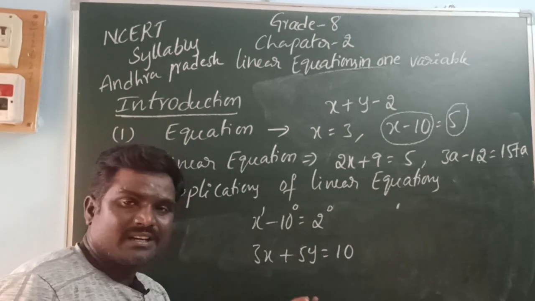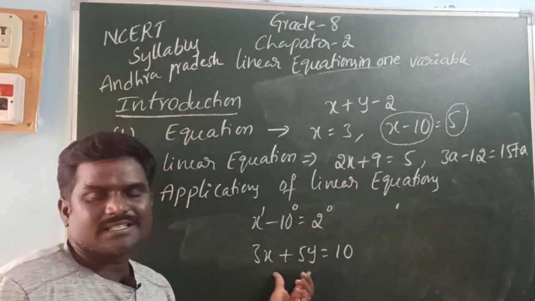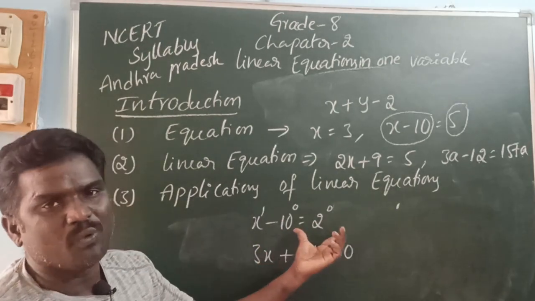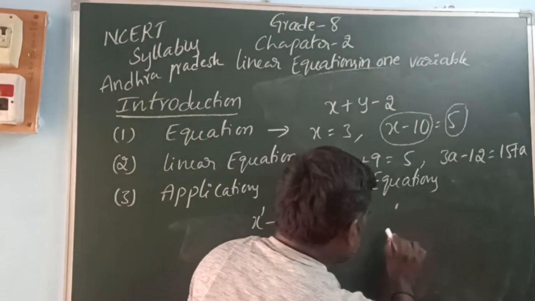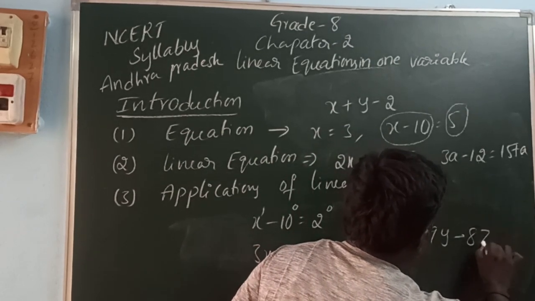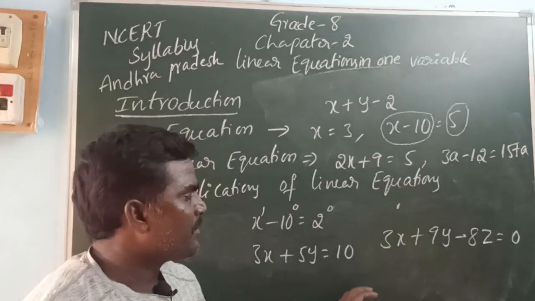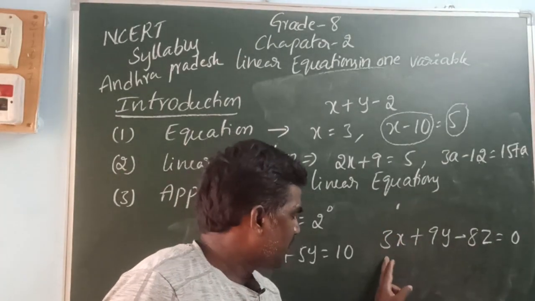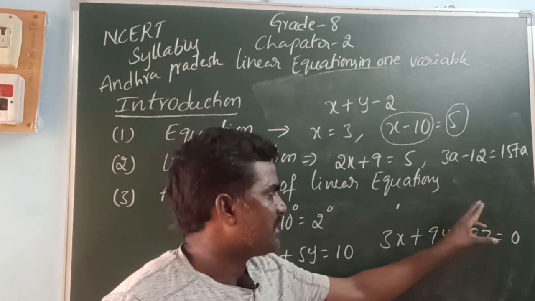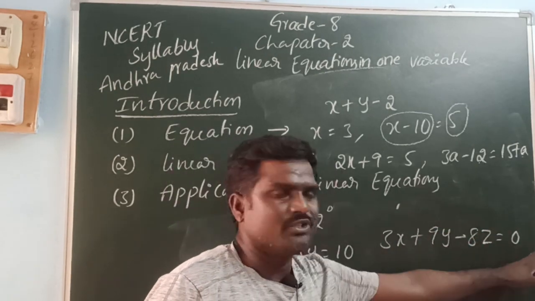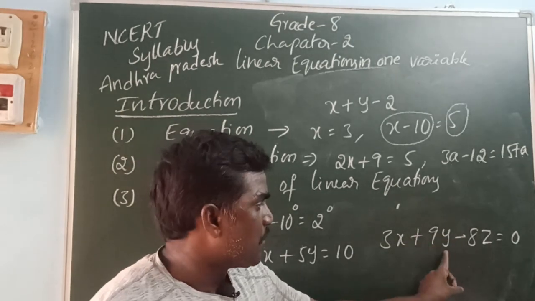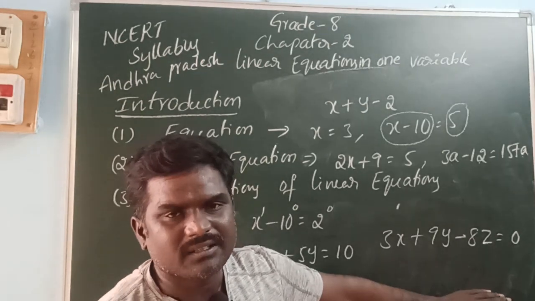Here how many variables are there? x and y, two variables. It is called what? Linear equation in two variables. The earlier one is a linear equation in one variable. Okay, so for example, 3x plus 9y minus 8z is equal to 0. Here how many terms are there? Three terms are there. 3x is one term, 9y is one term, 8z is one term. Its degree is 1, its degree is 1, its degree is 1. So it is equal to 0. It is called linear equation. But how many variables are there here? 3 variables, x, y, z. It is called linear equation in 3 variables.